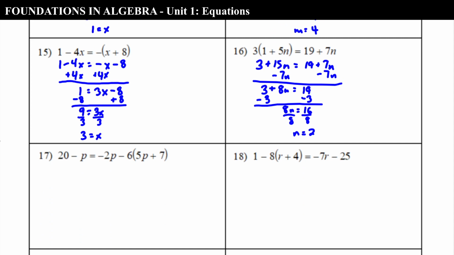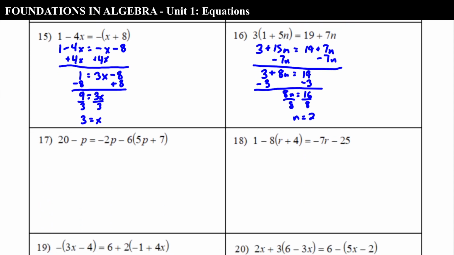All right, 17 and 18. So we have nothing to combine and nothing to distribute on the left-hand side. The negative 2p is kind of on its own, but we do have to distribute this. So we've got negative 30p, and then negative 6 times 7 is going to give us negative 42.